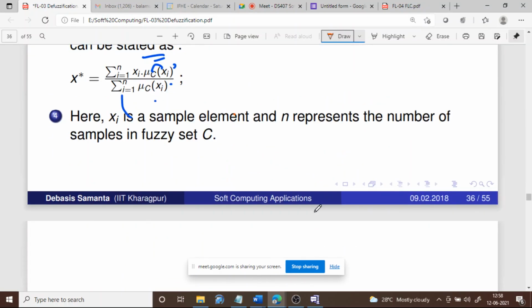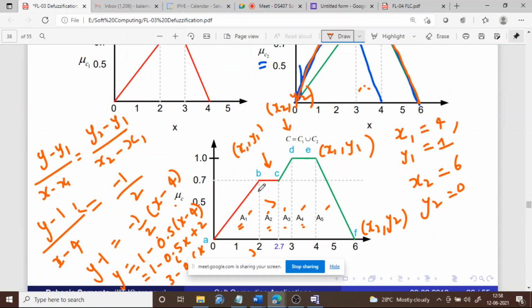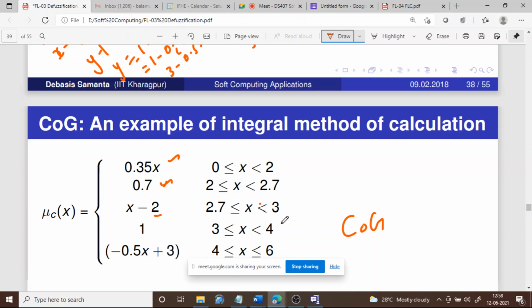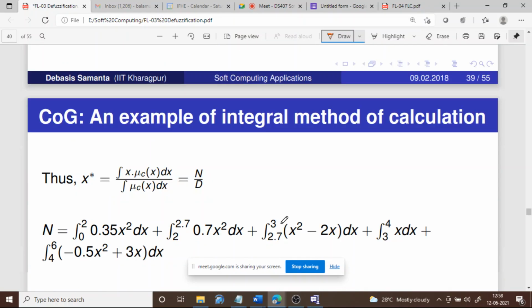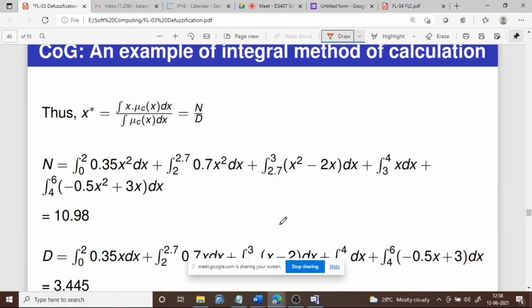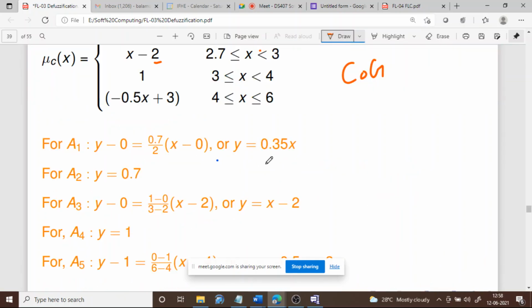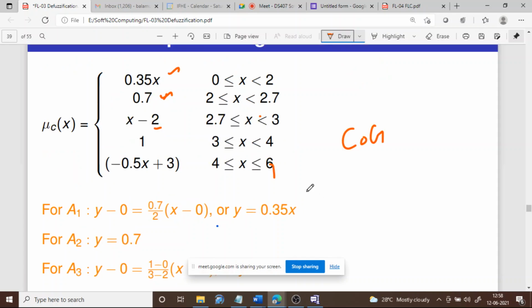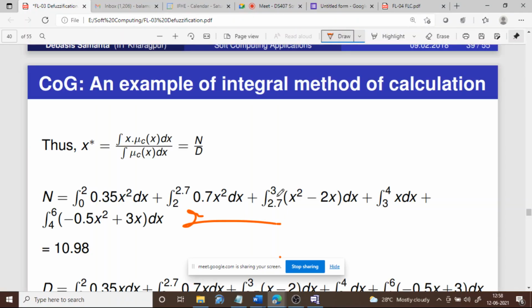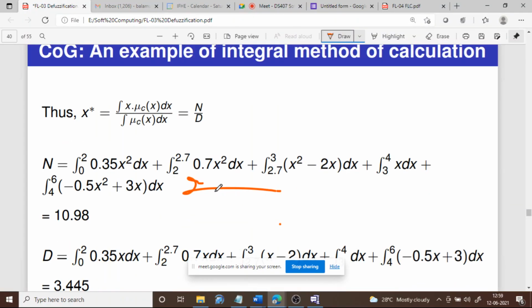Now we don't have one curve. This one curve we divided into several small curves, and for every curve we have found the area. Now you have to plug this into this equation, and you should also know the range. For the first piece the range is 0 to 2, next it is 2 to 2.7, then 2.7 to 3, then 3 to 4, and the last one 4 to 6, because for integration we have to apply the range.